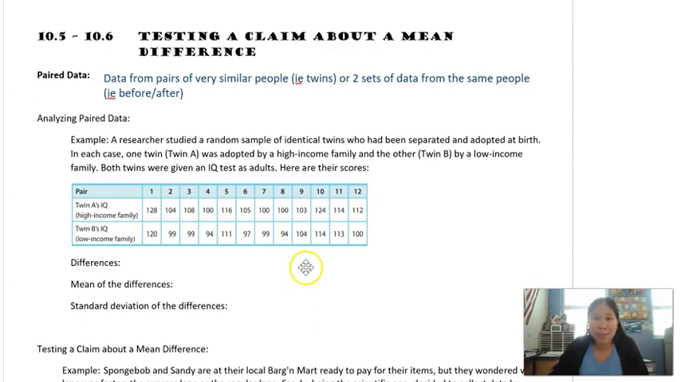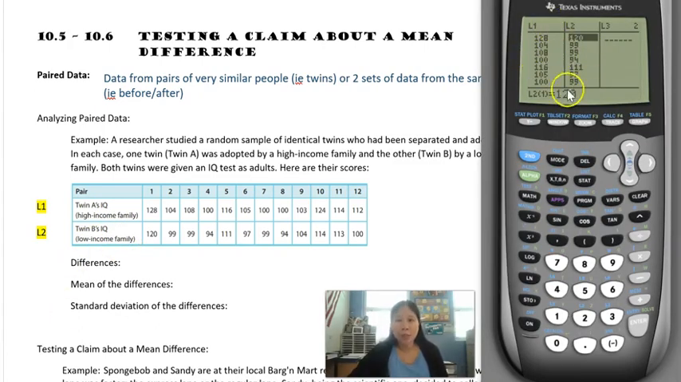Of course, we are lazy people, so we love to do things in our calculators. So what we're going to do is type in everything from twin A, or our first set of data, into L1, and then our second set of data into L2. Alright, so I input all my data into L1 and L2, and then we're going to scroll over to L3 and have our calculator subtract everything for us. So we're going to subtract twin A minus twin B. So when I highlight L3, I can type in L1 minus L2, and it'll do all the subtraction for me.